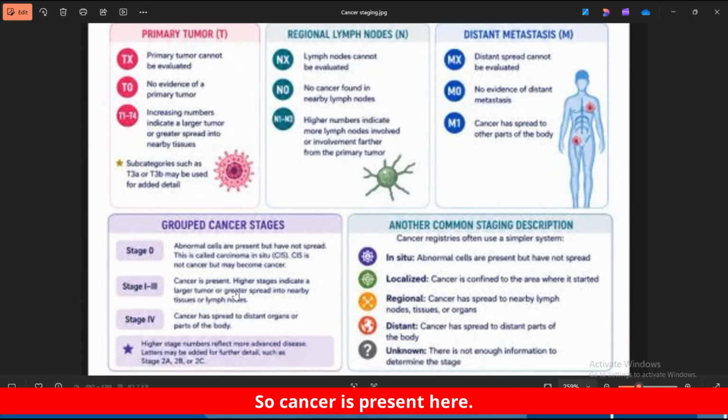Stage 1 to 3: cancer is present here. Higher stages indicate larger tumor size or greater spread into nearby tissues or lymph nodes. Stage 4 is more severe than stage 1 to 3, where cancer has spread to distant organs or parts of the body. So these are the cancer stages. The key tip here is that higher stage numbers reflect more advanced disease.